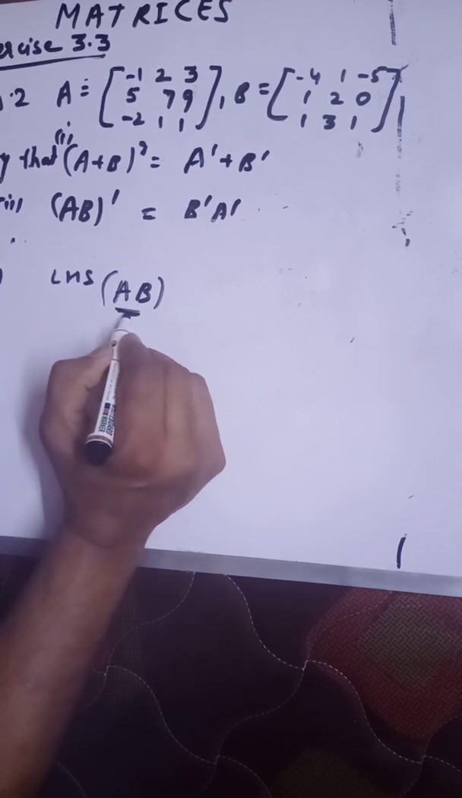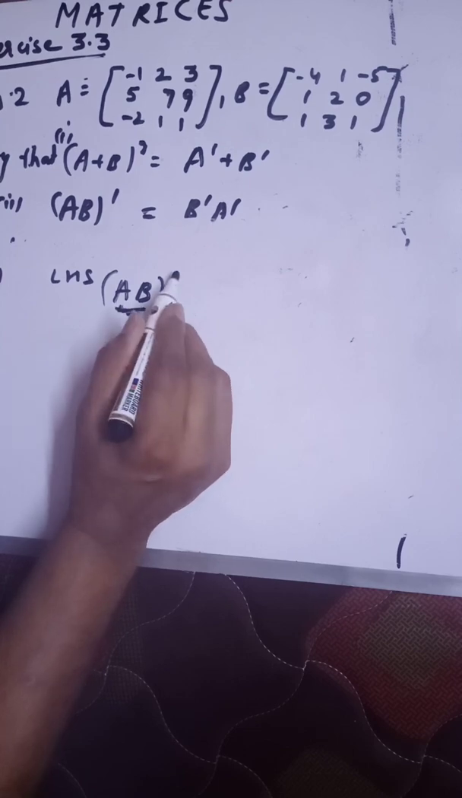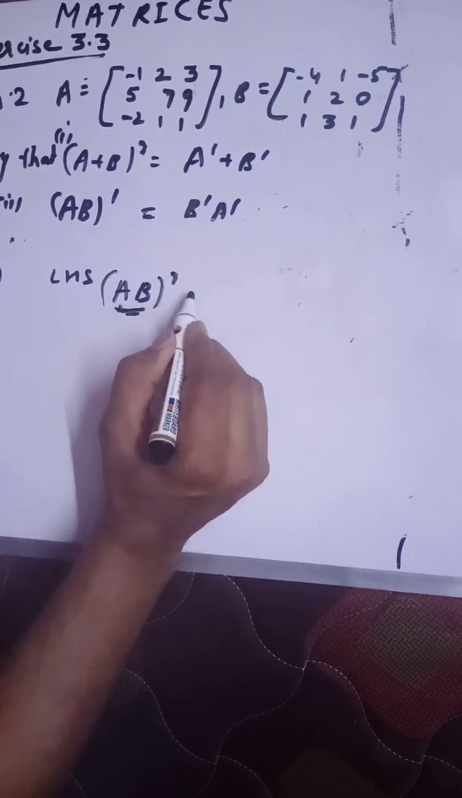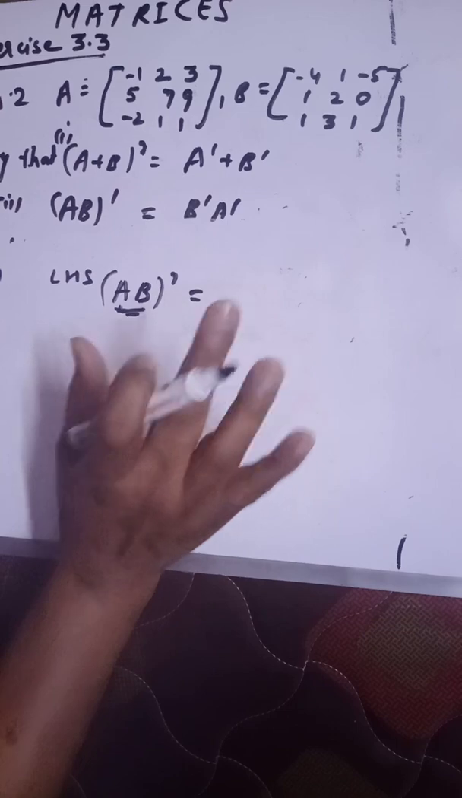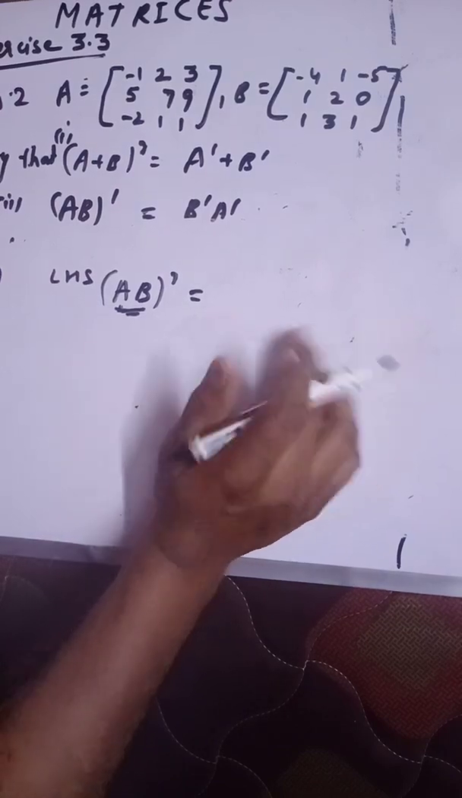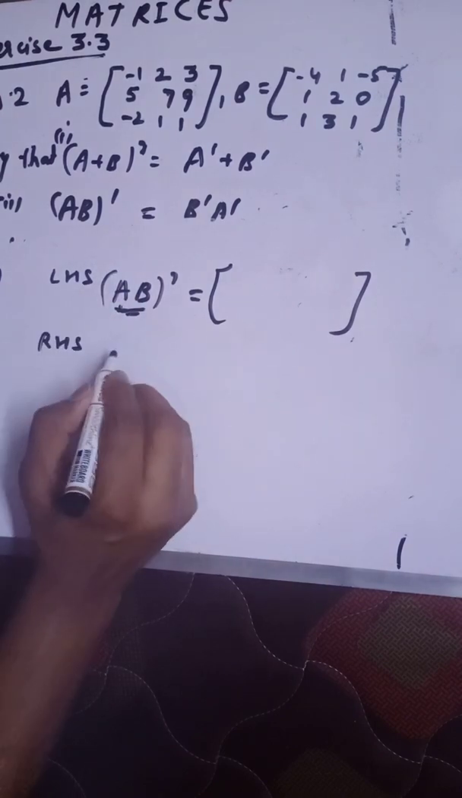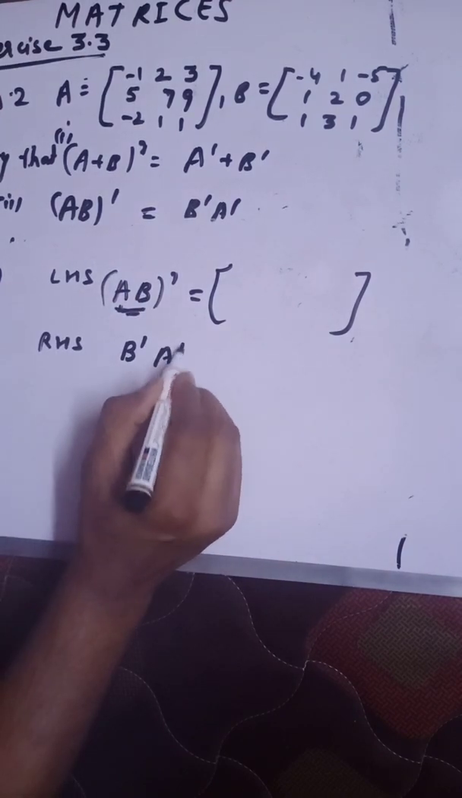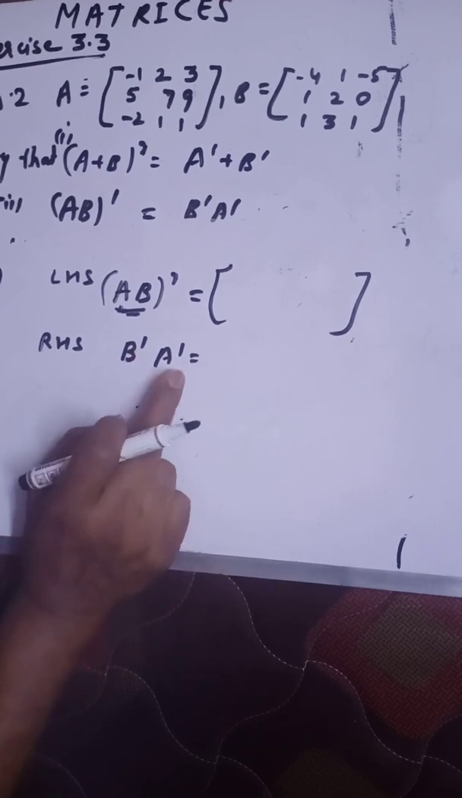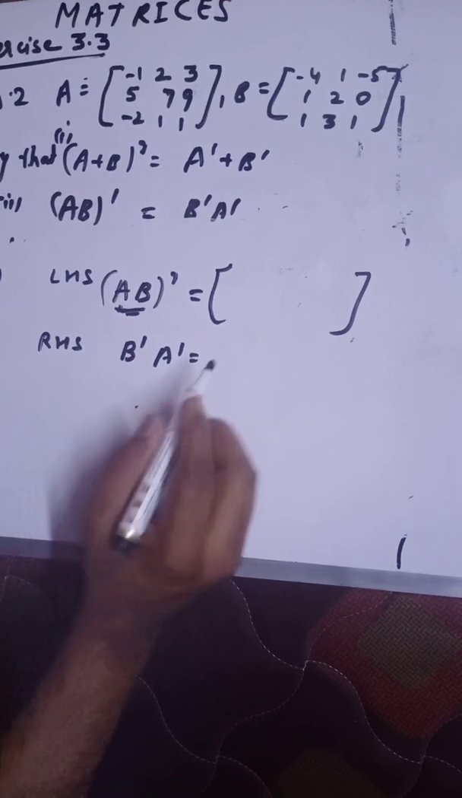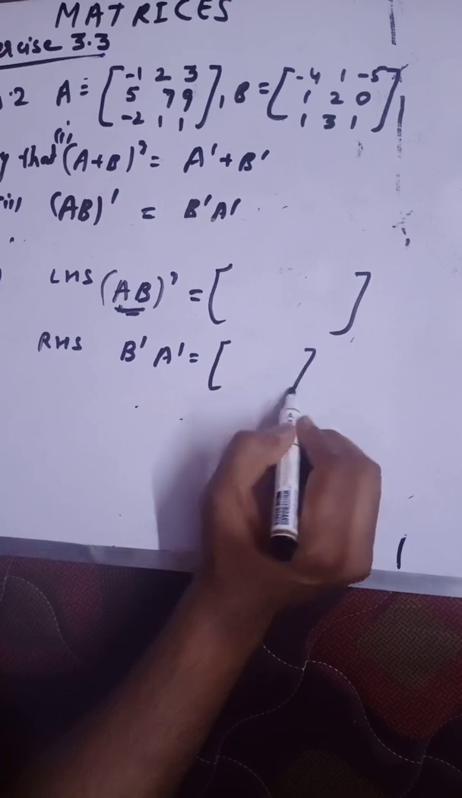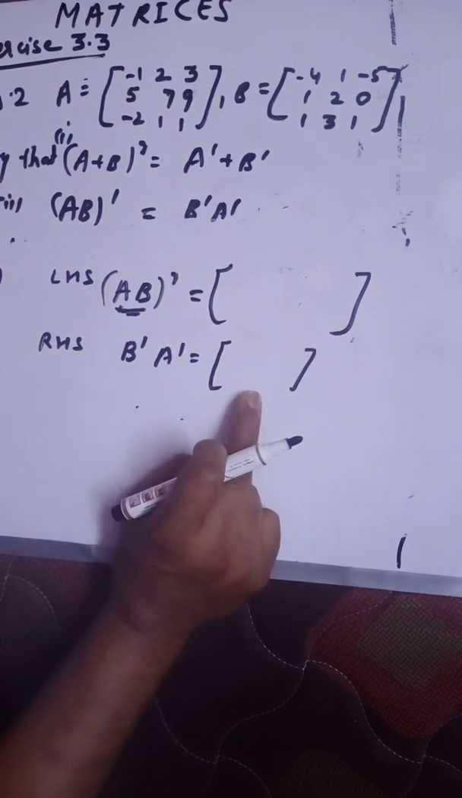First of all you have to find out a product of A and B. Then after that you need to find out a transpose. Whatever it will come, you have to write here like this. Fine. On the right hand side, B dash and A dash is given to us, that is B transpose and A transpose. So here you have to write first B transpose, this matrix.